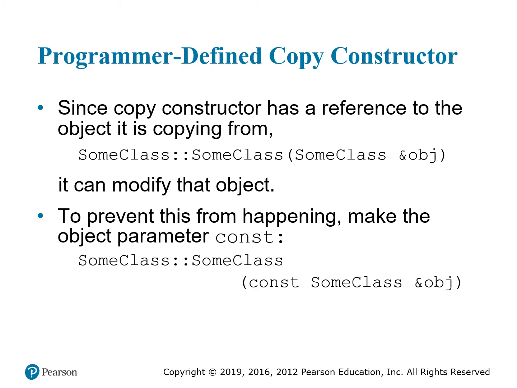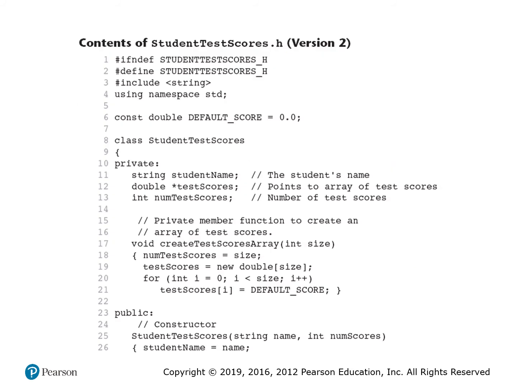Okay. Now, since the copy constructor holds a reference variable, it is possible to change the object. So to prevent that from happening, we usually declare it as a const object reference. Okay. So here's an example of a test score object that holds an array of test scores.